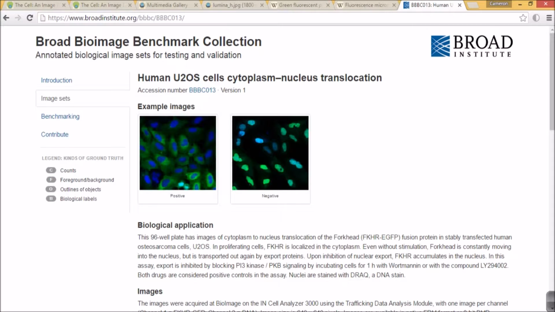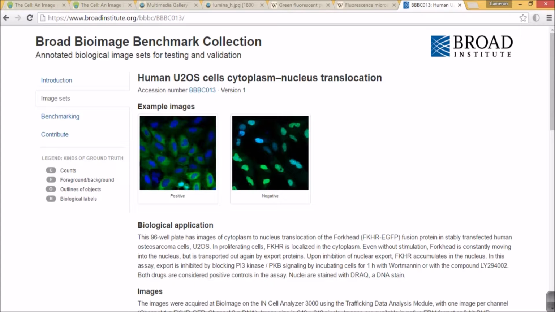Let's consider an example. This set of images represents an experiment in human osteosarcoma U2OS cells. In these cells, the blue fluorophore labels DNA in the cell's nucleus, and the green fluorophore, GFP, labels a protein named forkhead. Forkhead is a transcription factor, meaning that it associates with DNA.